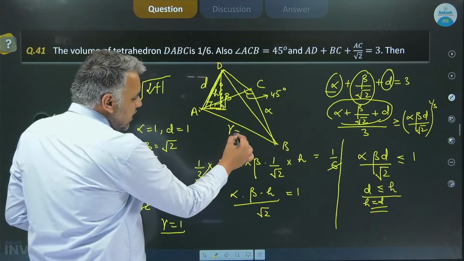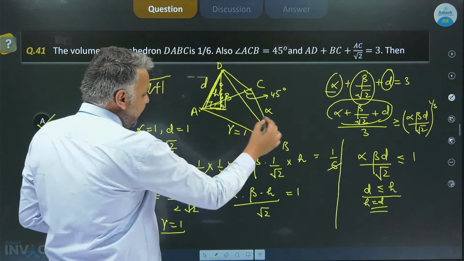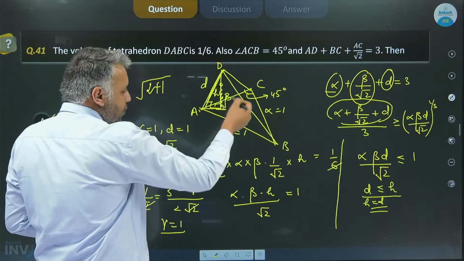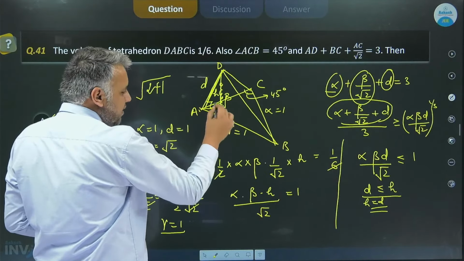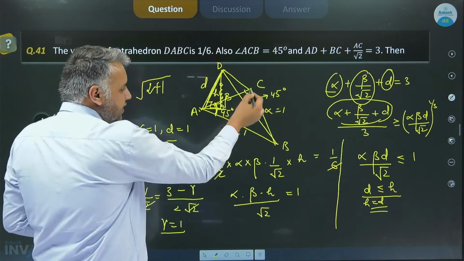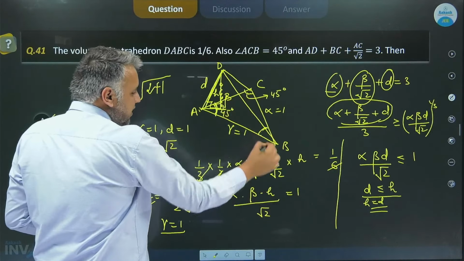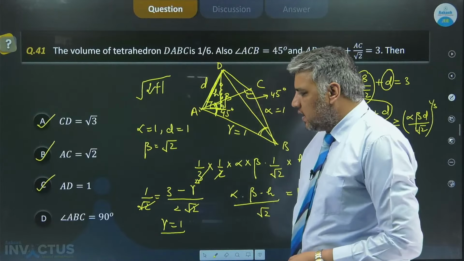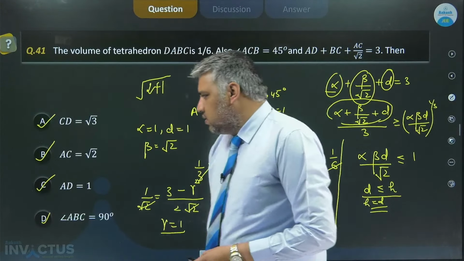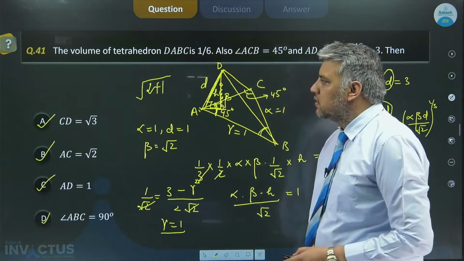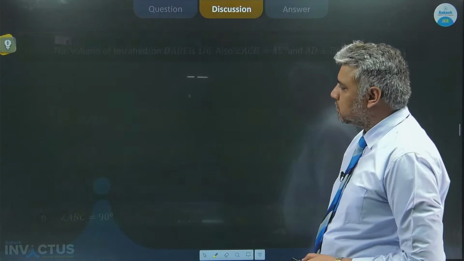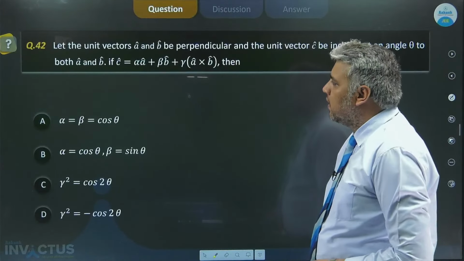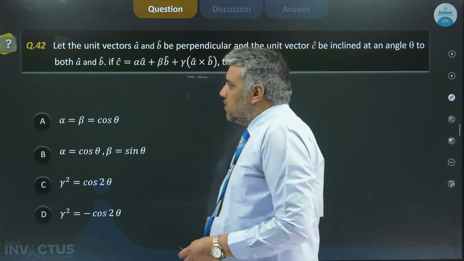So if gamma is equal to 1 and alpha is also equal to 1, so these two sides are equal, so their opposite angles are also equal. So this angle must also be 45 degree. So this is 45, this is 45. So this angle we can comment, this angle is 90 degree. So D option must also be correct. Let's move to the answer. So all the 4 options are correct. Okay, move to the next question.